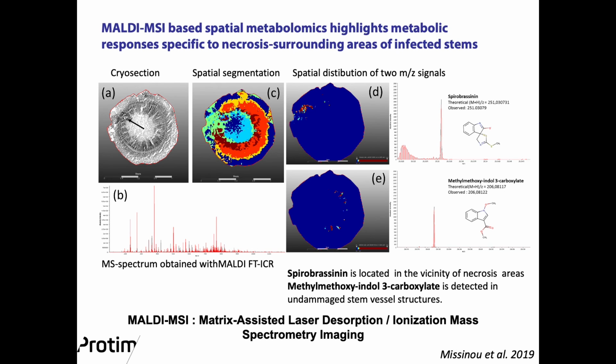For example, we can see here spirobrassinin, which is accumulated in the vicinity of necrosis area, or methyl methoxyindole-3-carboxylate, which is detected in undamaged stem vessel structures.